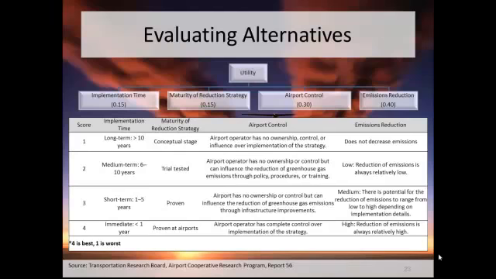Implementation time is defined as the time needed to completely implement this reduction strategy. Maturity of reduction strategy identifies the readiness of the strategy, while airport control measures the ability of the airport operator to implement and influence the strategy. Emissions reduction, identified as the most important in the utility function, is measured by the annual reduction by the proposed strategy.